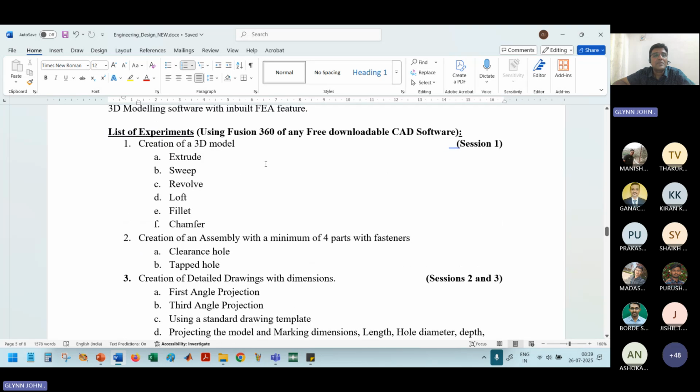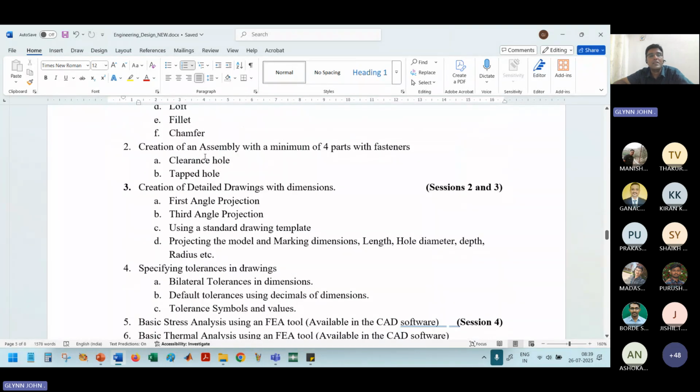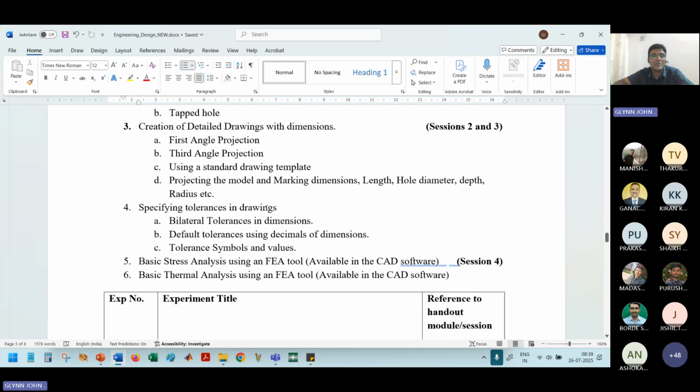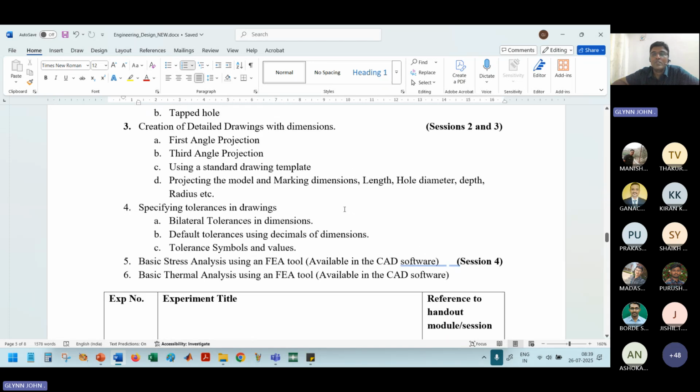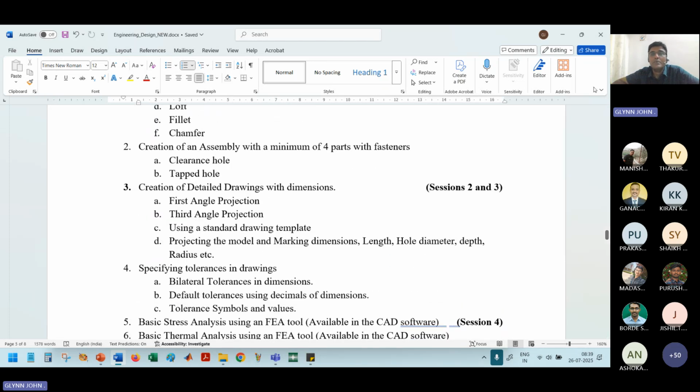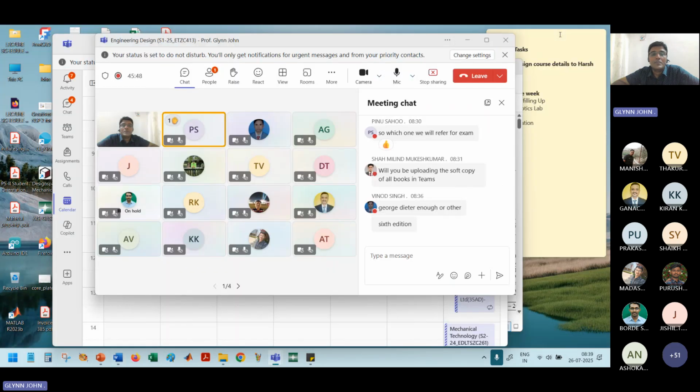So the lab experiments are shown here. Creation of a 3D model, creation of an assembly, creation of detailed drawings, specifying tolerances in drawings, then stress analysis and thermal analysis. All the fundamentals that you need for preparing a good design, or coming up with a product, right? All the basics that you need will be covered here. But beyond that, you have to practice. Of course, one course cannot teach you everything that you need to know, but we'll introduce you to all the different topics. Beyond that, you can learn on your own, right?